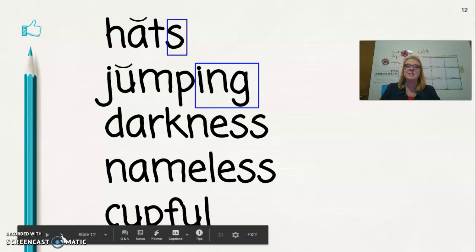Look at our next word. Do you remember the suffix in that word? That's correct. It was ness. Now, what kind of a syllable is this word? Did you say vowel-r syllable? Good job. Okay, let's look at our next word. What's the suffix? Less. And what type of syllable is that? You remembered. It's a vowel-consonant-e syllable.